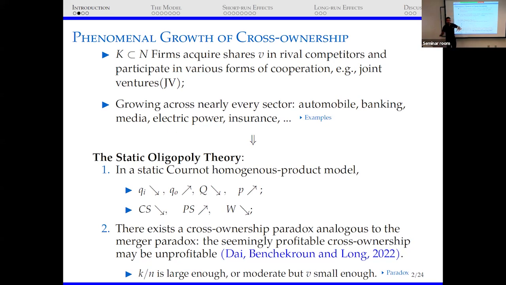But there exists a cross-ownership paradox, which is similar to the merger paradox, where companies merge. It looks like it's profitable, but it's shown in this paper that we're extending right now that it can be unprofitable. So we may buy shares from each other, but we can lose some money. Especially if K over N, the share of the firms that are holding shares in each other, is large enough with a moderate or small v, which is the share, we can have this paradox happening.